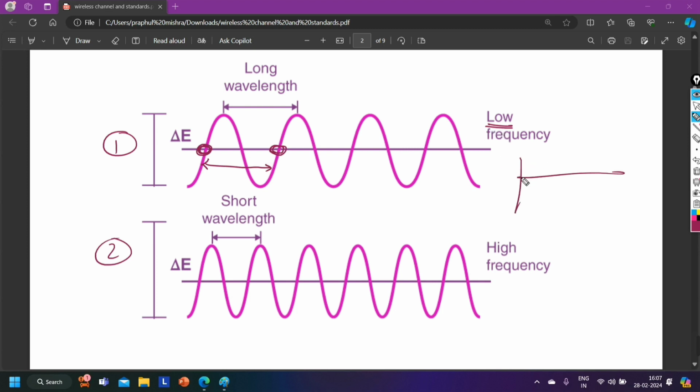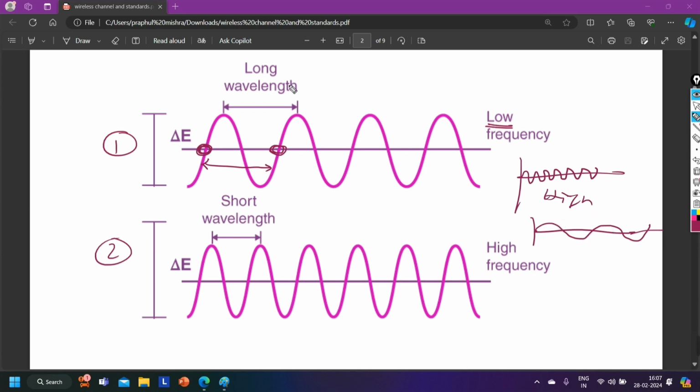Let's say a signal or a wave is completing cycles like this, right? So what we can say here is the wavelength is short, so the frequency is high over here, right? In the same way, if I give you one other example like this, here the wavelength is long, so the frequency is low.